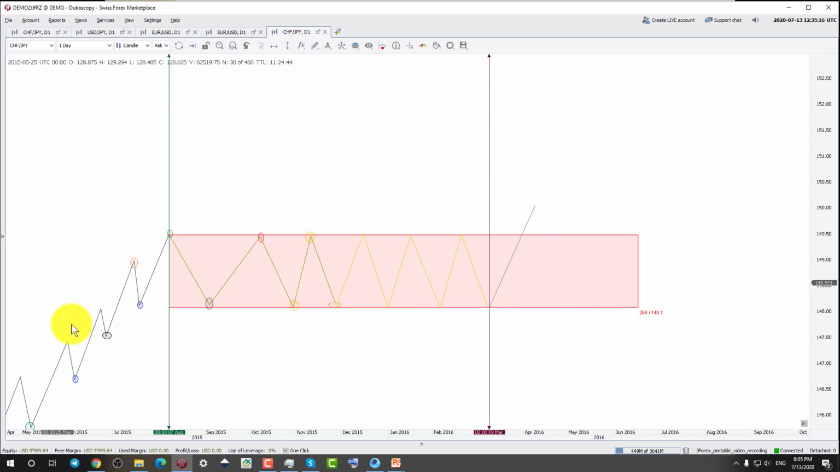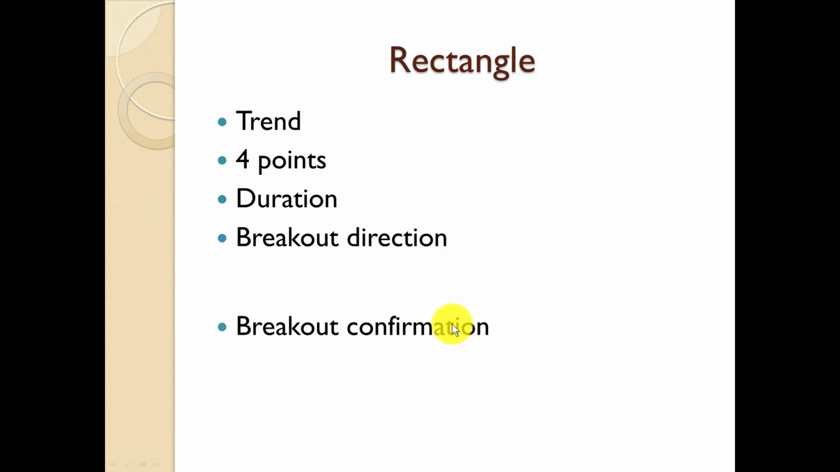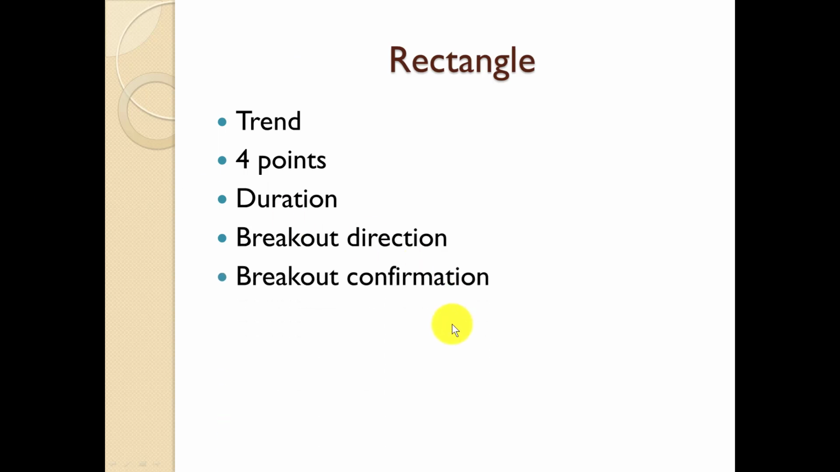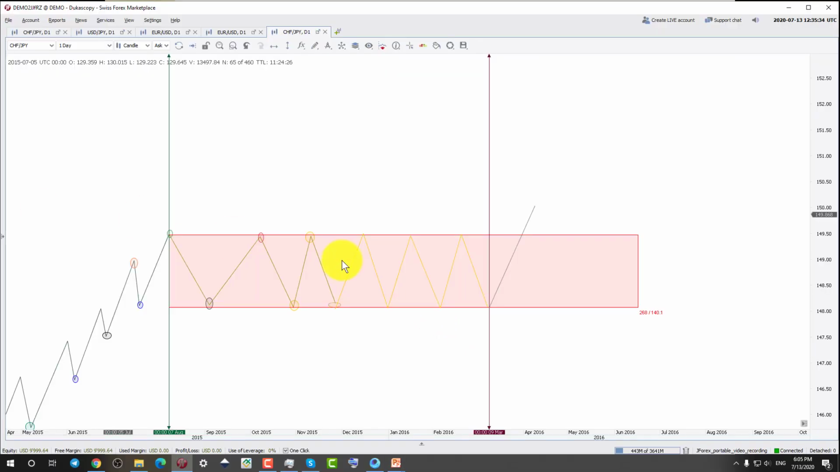Now after breakout direction, what we need is breakout confirmation. These are all things you have to keep in mind before you trade a rectangle. So keep in mind that breakout confirmation should be there. Breakout confirmation is also of 3 types. The first is that the breakout occurs and the daily candle closes outside this rectangle on the higher side, then it is a confirmed breakout.